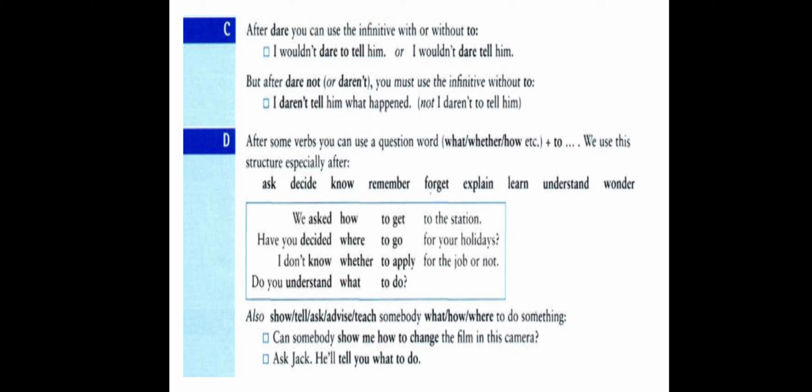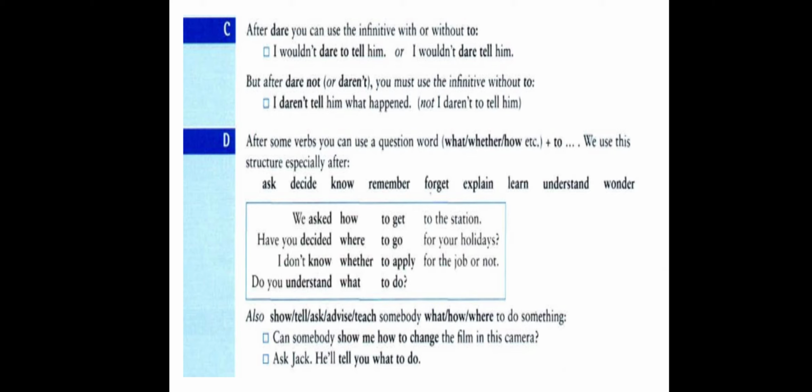Part C. After the word dare, you can use the infinitive with or without to. We can use infinitive either with to or without to. I wouldn't dare to tell him. Here the verb dare is followed by to plus the base form. Or I wouldn't dare tell him. Here the verb dare is followed by base form only, without to.